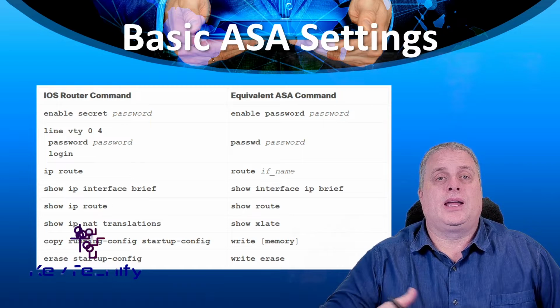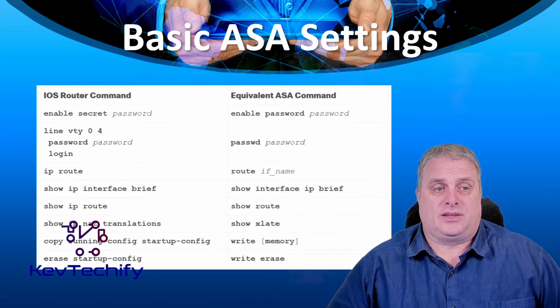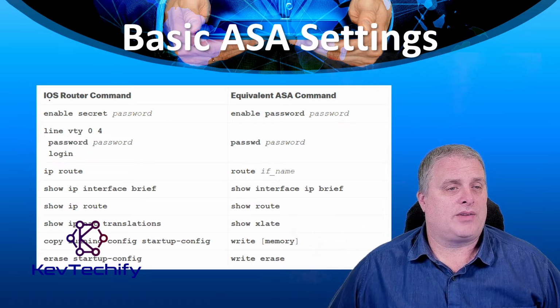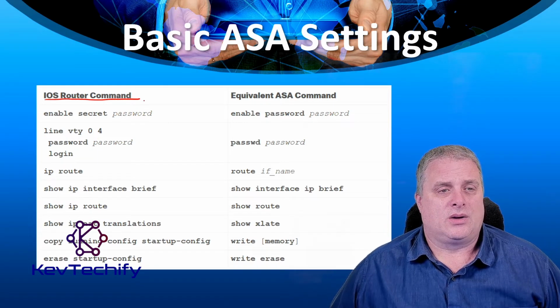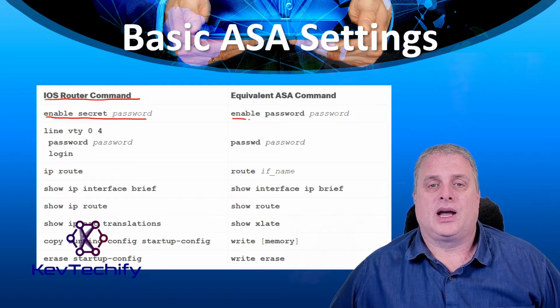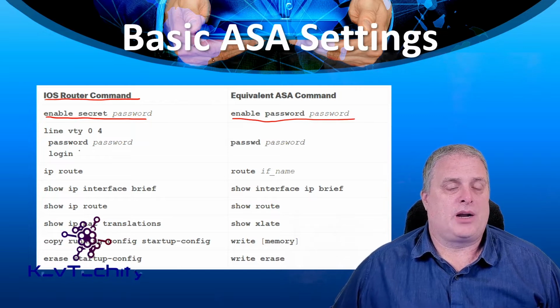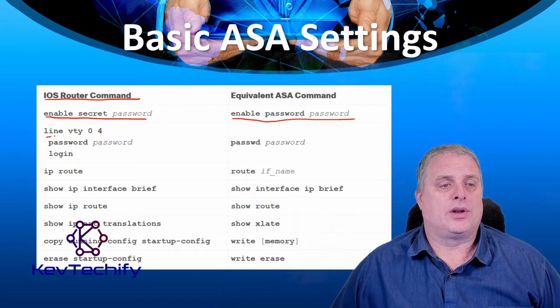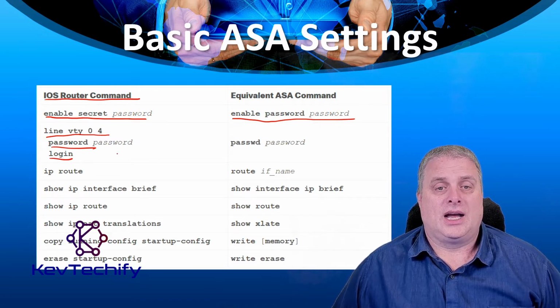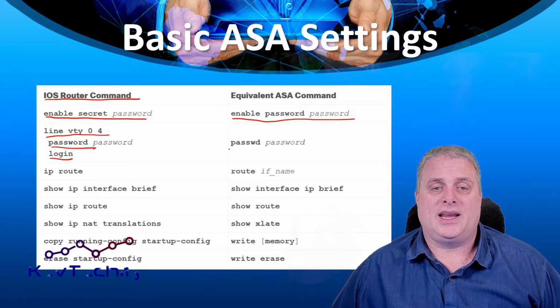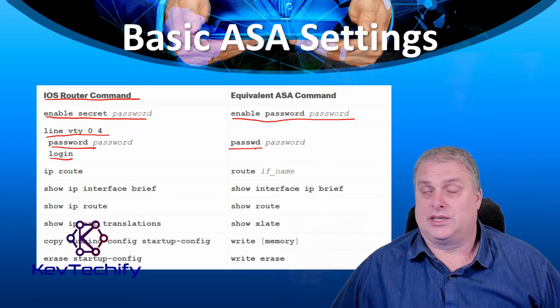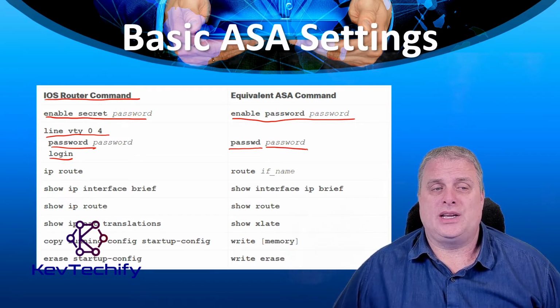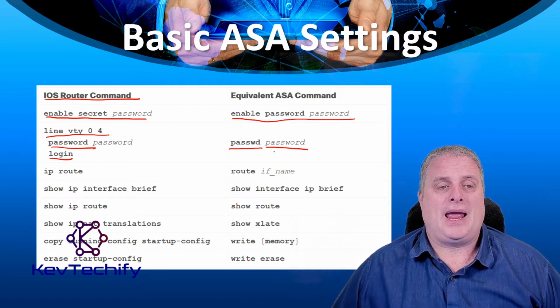Here's a table comparing common IOS router and ASA commands. Over here, we have our IOS router command. To enable our secret password, it's enable secret password, which happens to be the same on the ASA. To set up access to our virtual terminal lines on the router, you go into line vty 0, set up your password, and then activate the login process. On the ASA, all you have to do is type passwd. That's the Linux version of password, and then your password. That sets up your virtual terminal password.